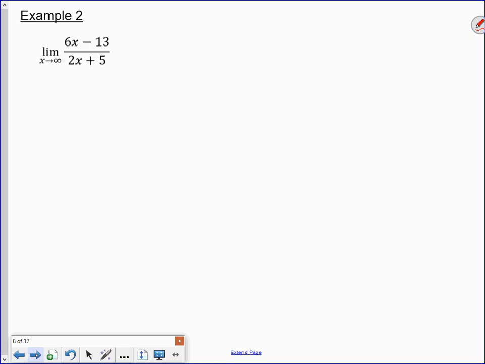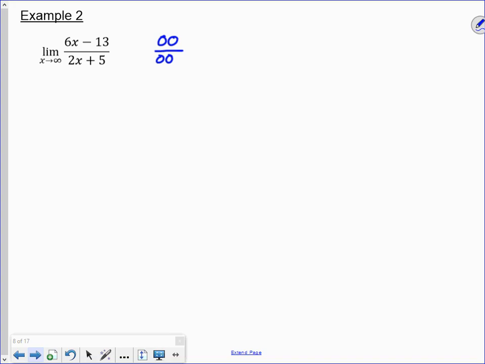So for instance, we know how to evaluate limits as x goes to infinity. So here we have the limit of that as x goes to infinity, 6x minus 13 divided by 2x plus 5. If we were to do direct substitution, subbing in infinity in the numerator and the denominator, we would get infinity over infinity, because both of these are linear functions that just go on to infinity. This is another one of our indeterminate forms.